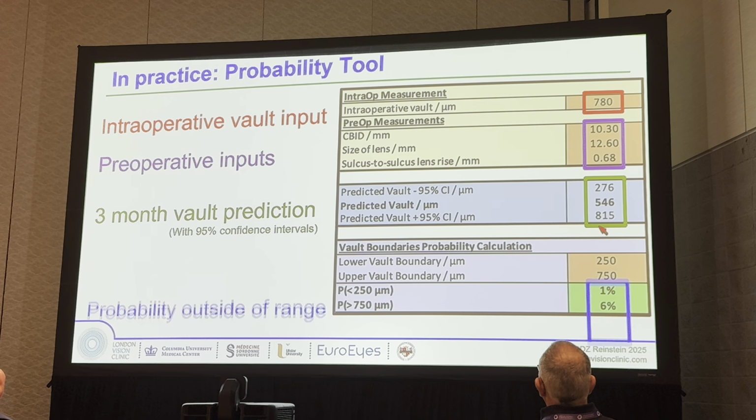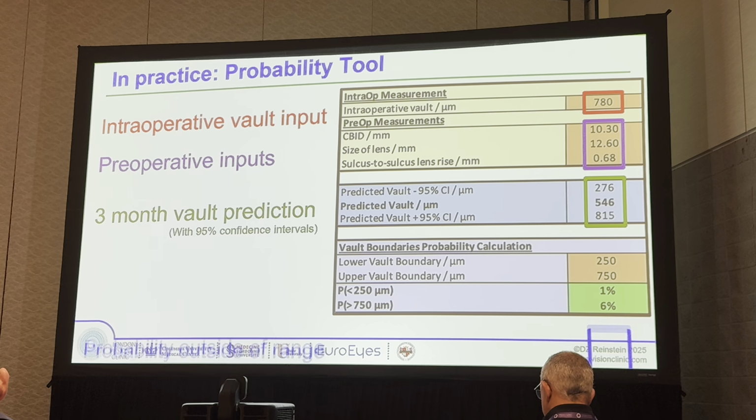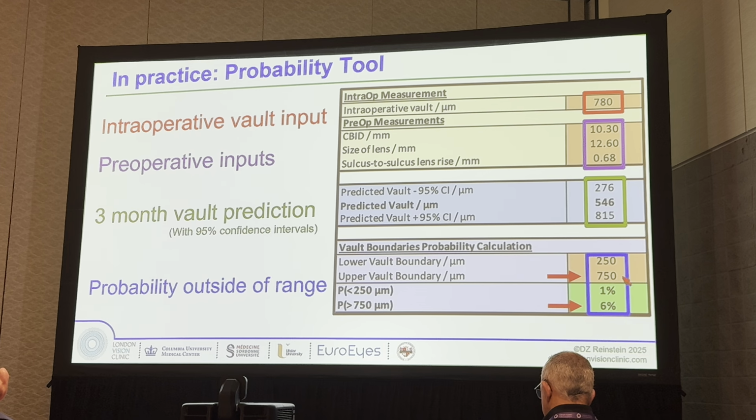And now comes the most important part. You have this range calculator where the user can set boundaries, and the probability tool will then output the percentage chance that the vault stabilizes outside of these boundaries. So for example, I chose an upper vault boundary of 750 microns, and the probability tool then said there would be a 6% chance that the vault would stabilize above 750 microns postoperatively.